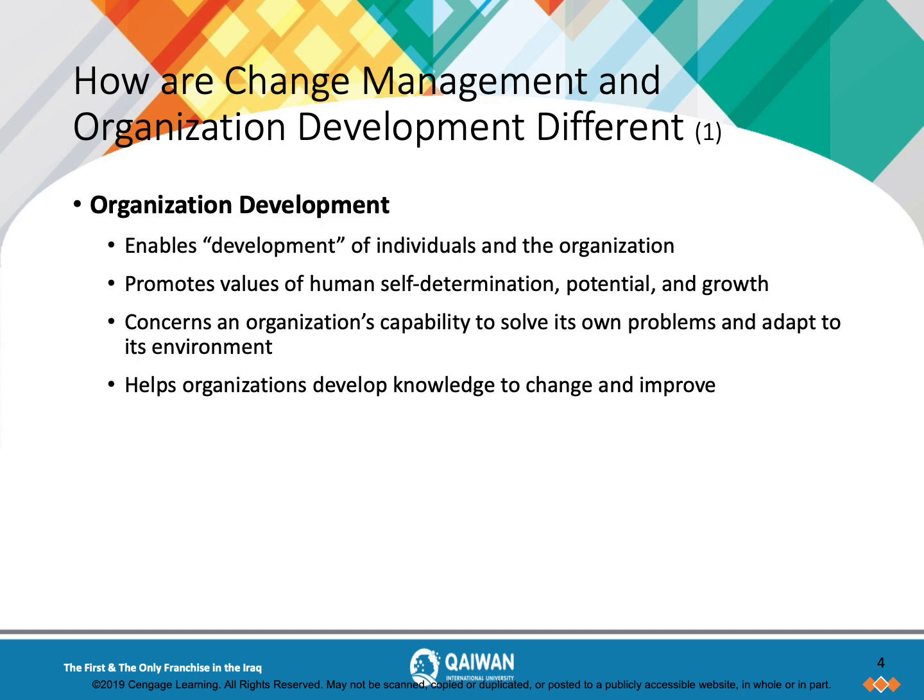And the second one, promoting the value of human self-determination, potential and growth. Help people promote self-determination, like freedom to think and act, and also continuous learning. And the third one, capability to solve problems: help organizations solve their own problems without always depending on external help, and also adapt to the environment. And the last one, help organizations develop knowledge for change and improvement.